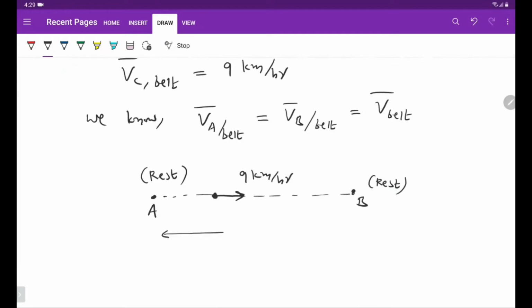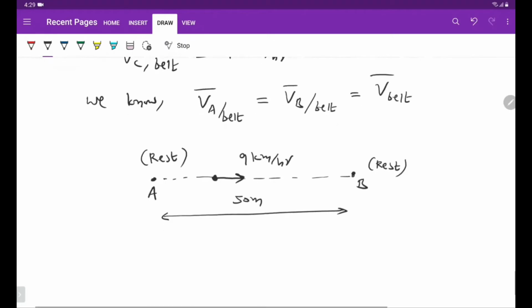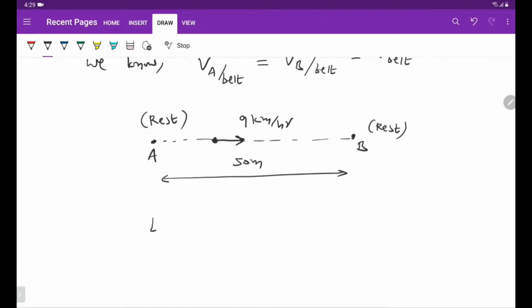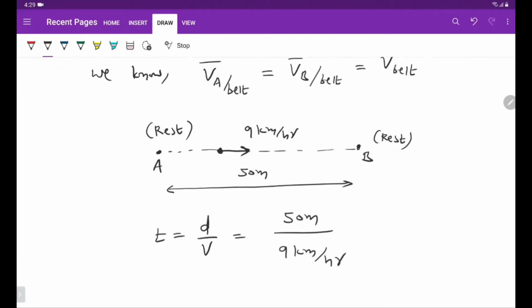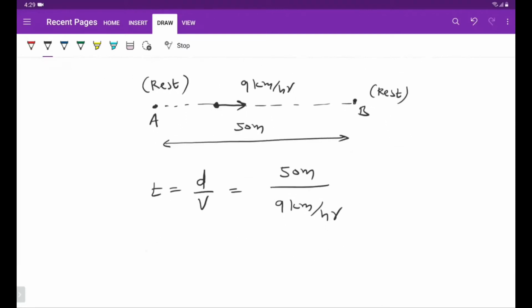The distance between A and B is 50 meters. So we want the time, and time is equal to distance by velocity. Here the distance is 50 meters and the velocity is 9 km per hour. But the distance is in meters and the velocity is in kilometers, so convert all units into the SI system.